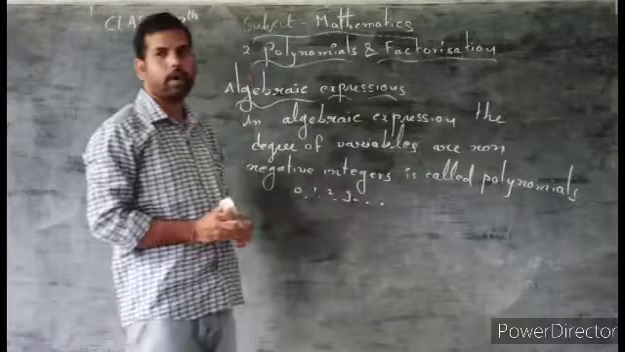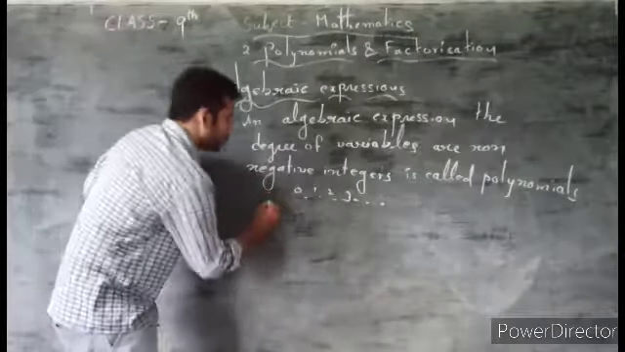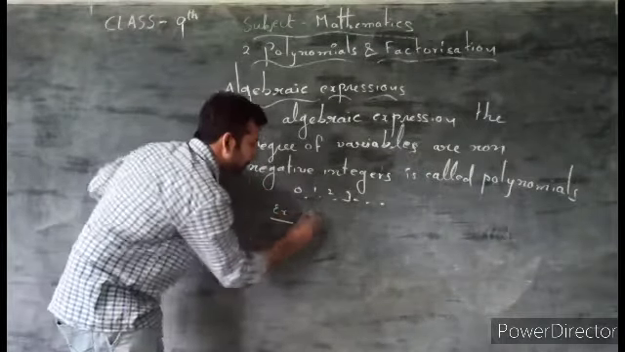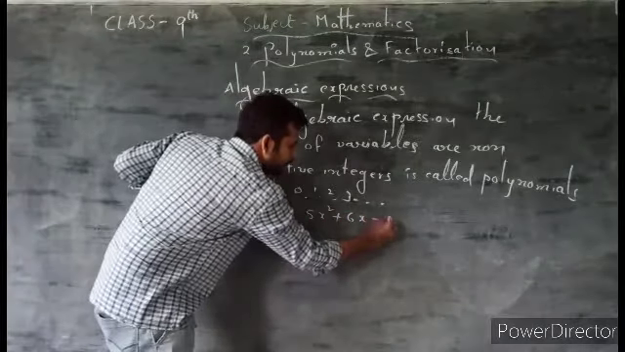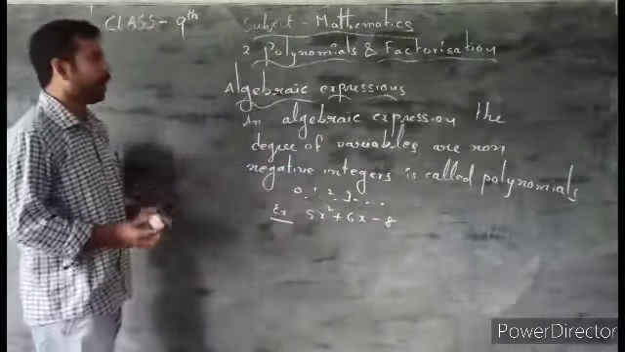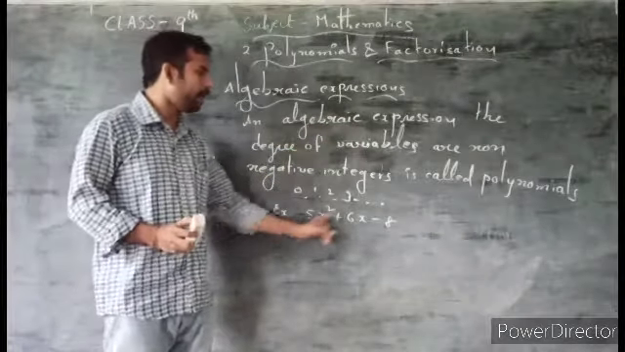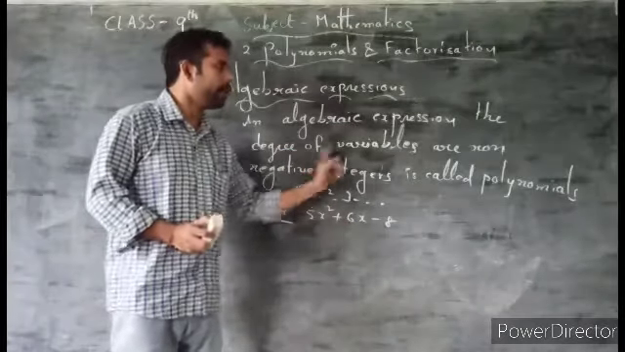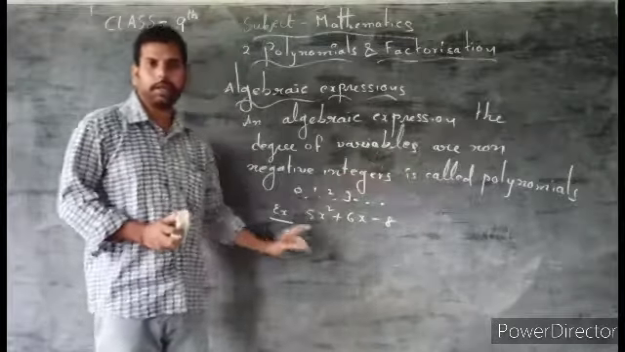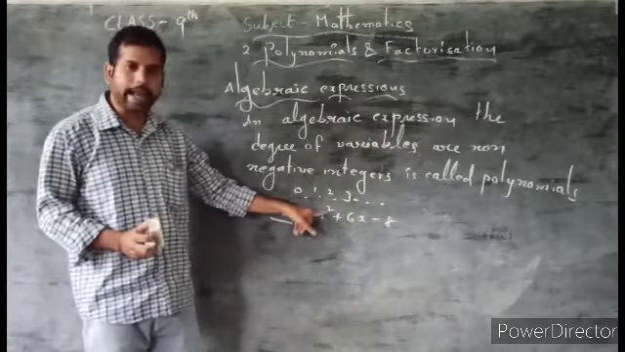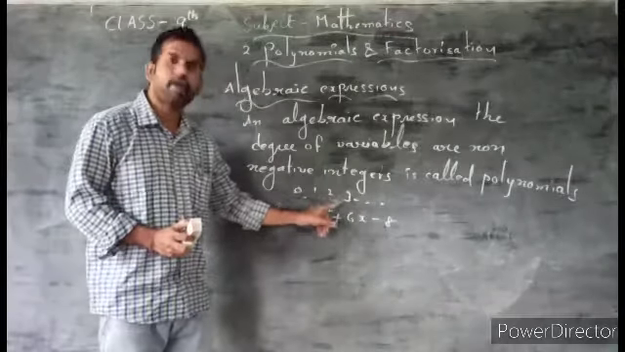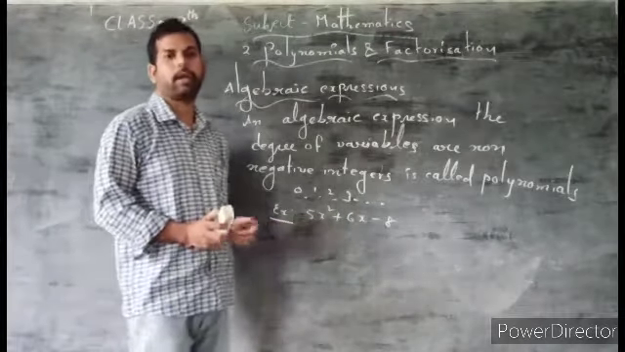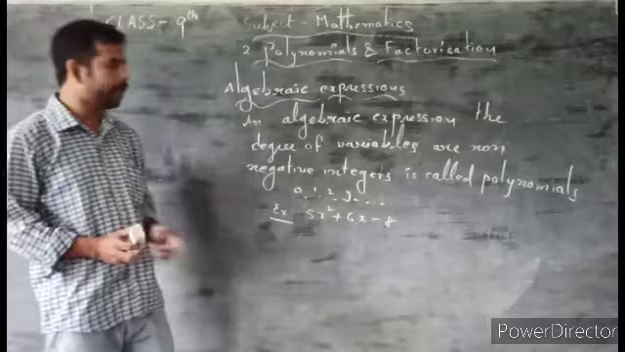So for example, a polynomial is 5x square plus 6x minus 8. It is an algebraic expression. The degree of variables are non-negative integers. The degree here is the exponent. Here degree is 2, so the power is a positive number. So it is a polynomial.